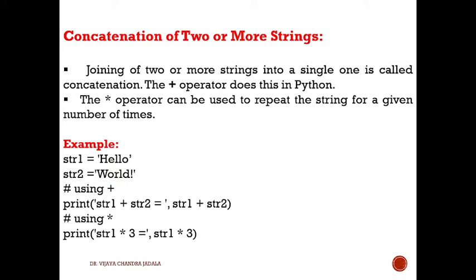For example, given string 1 is hello and string 2 is world. Using plus, that is the concatenation, print string 1 plus string 2. After the equal to symbol, hello world will be printed. Then using asterisk, print str1 asterisk 3. So here it will print hello hello hello.